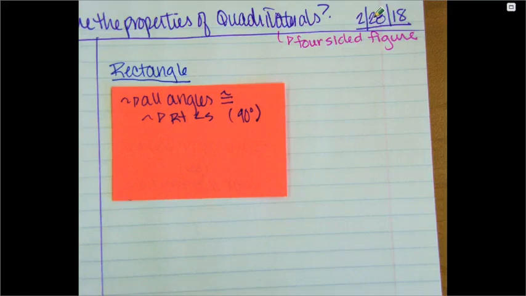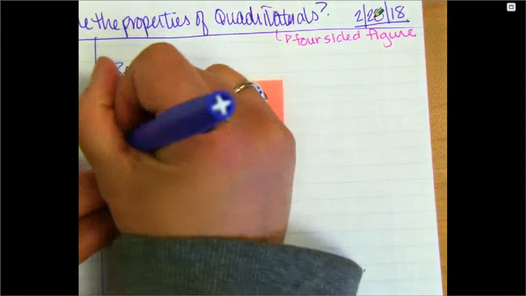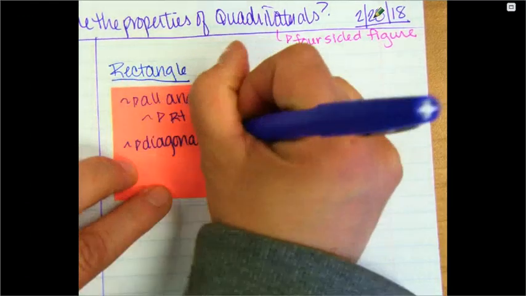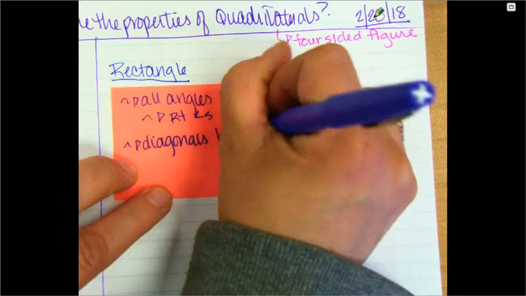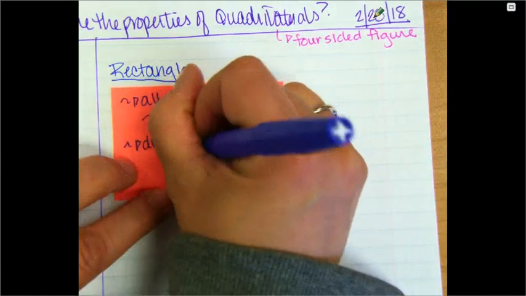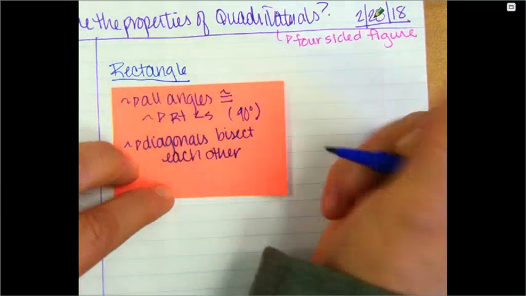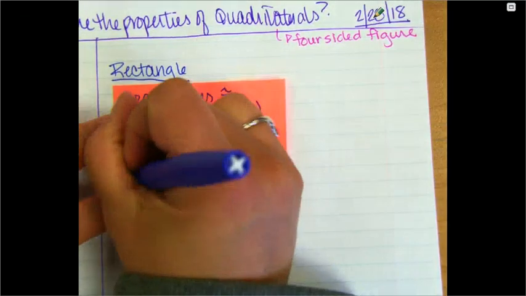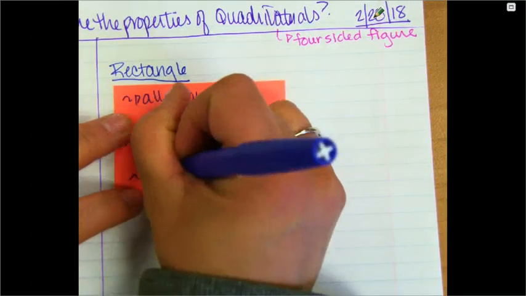All right, let's talk about diagonals, because this one you don't know. Diagonals still bisect. What does it mean to bisect? Cut in half. And your diagonals are congruent.